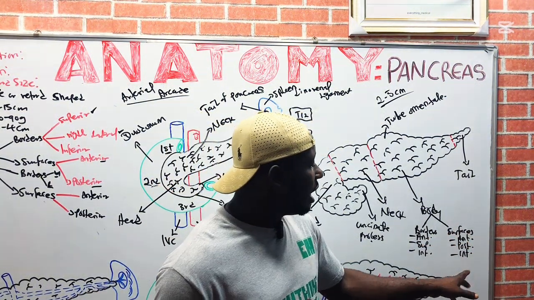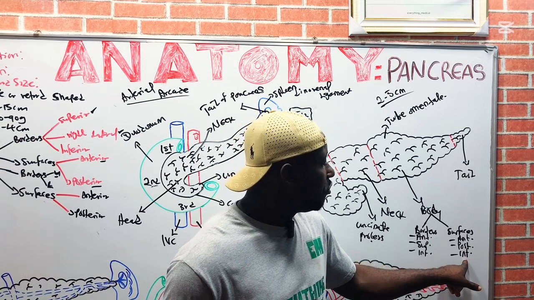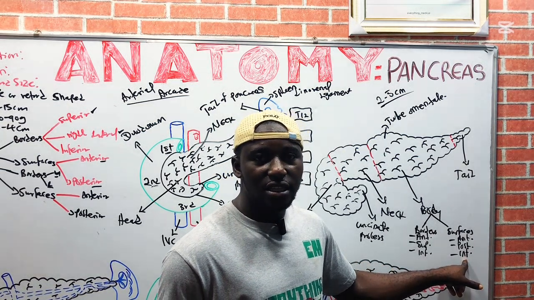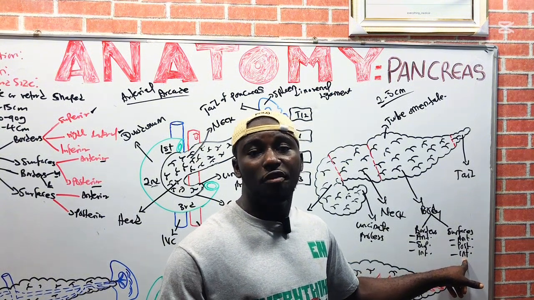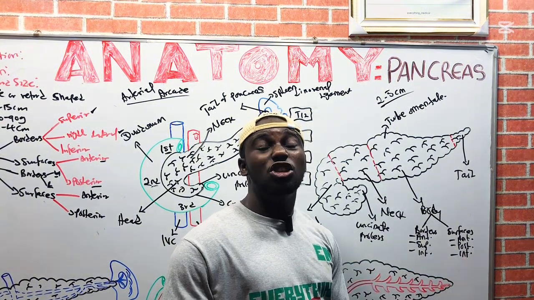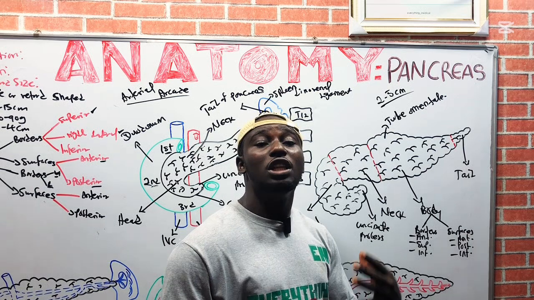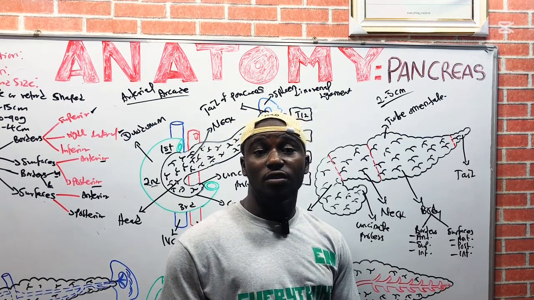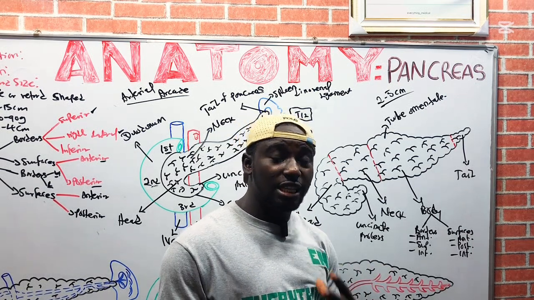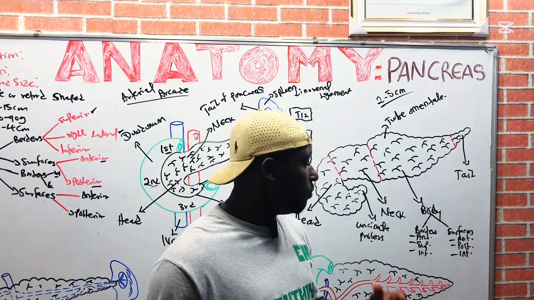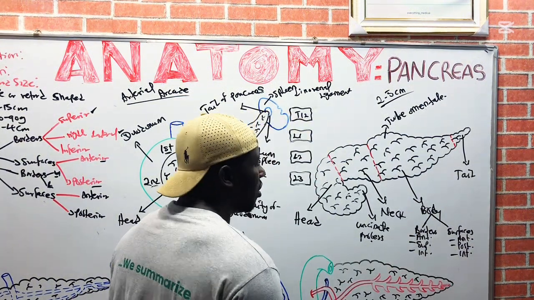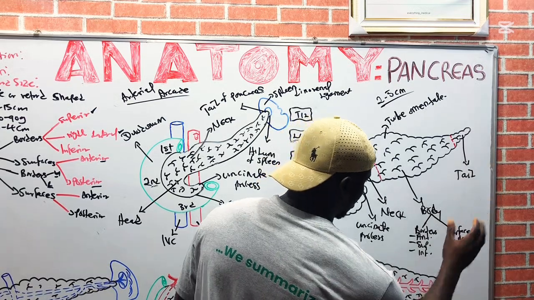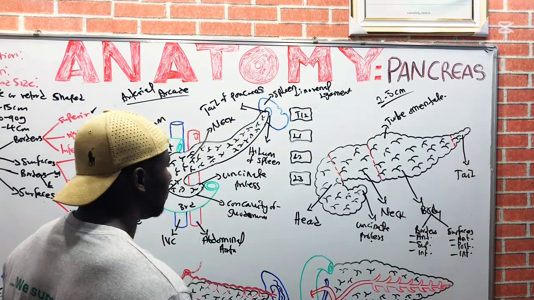Now, the inferior surface is related to the duodenojejunal flexure, and also to the left colic flexure and the coils of the jejunum. Those are the three relations of the inferior surface of the body of the pancreas. So we have discussed these borders and the surfaces.